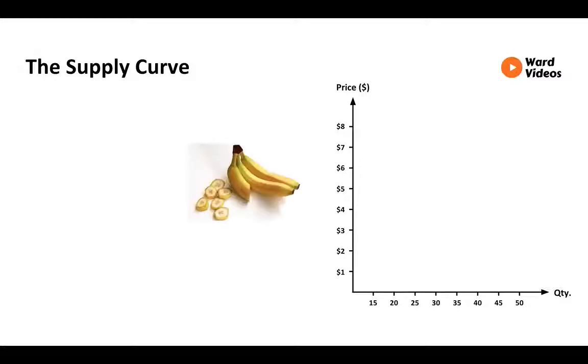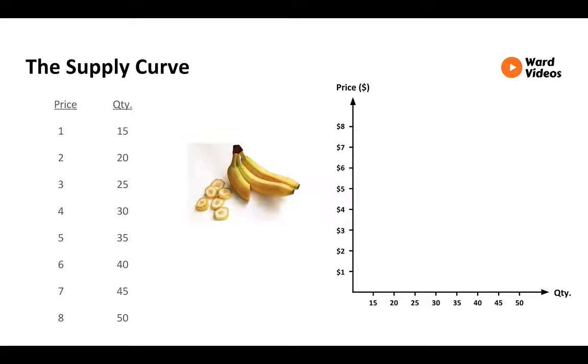For example, bananas. For a hypothetical economy, the supply schedule, i.e. table, for an entire market is at $1, 15 bananas will be supplied. At $2, 20 bananas will be supplied. At $3, 25, $4, 30, $5, 35, $6, 40, $7, 45, and at $8, 50 bananas will be supplied. Now this is a supply schedule for an entire market, i.e. a number of banana producers.